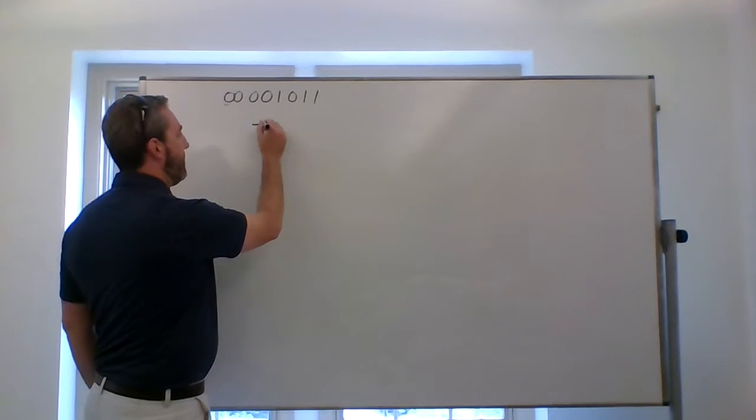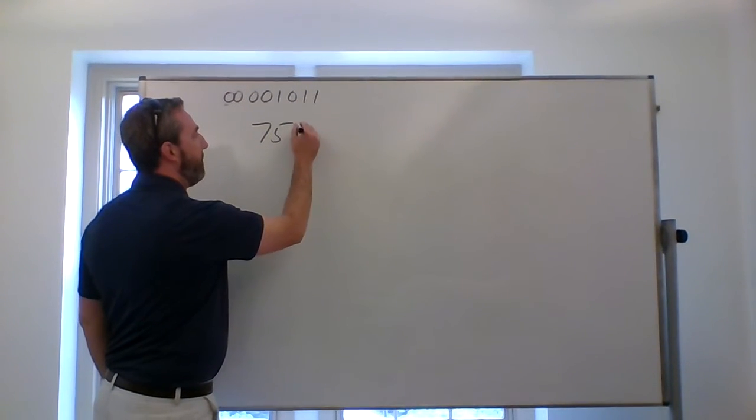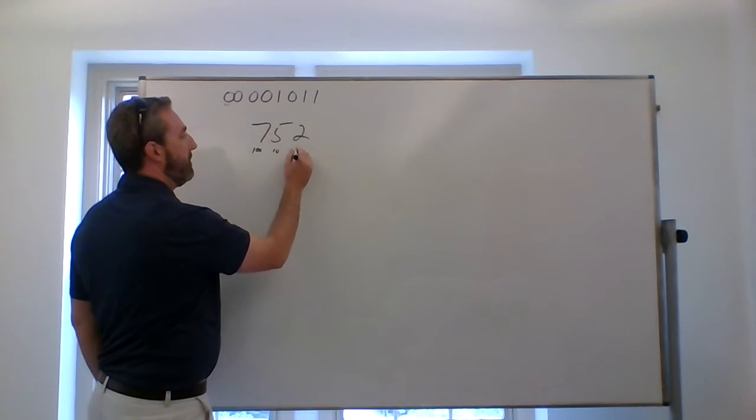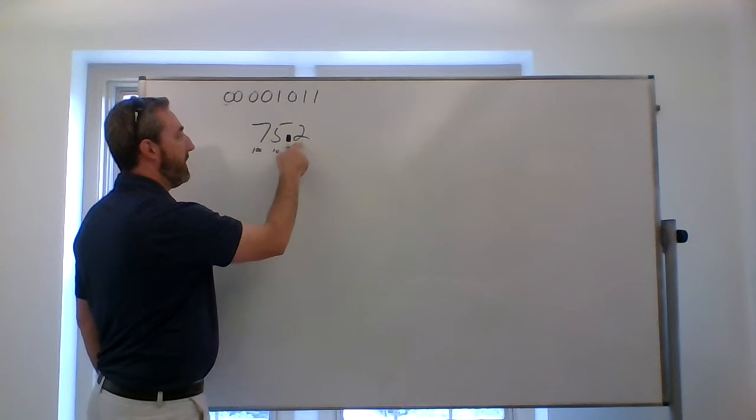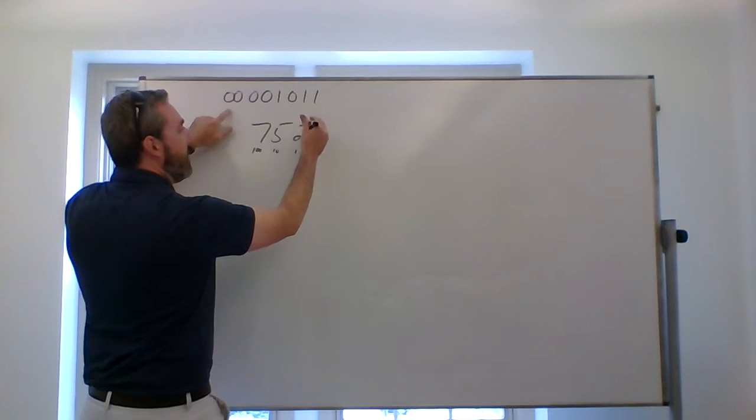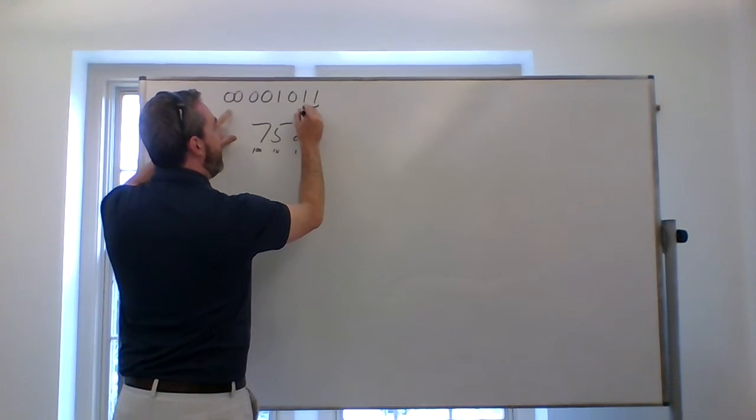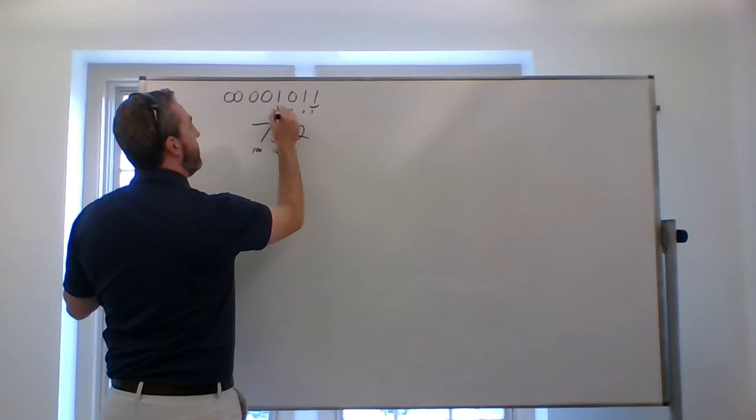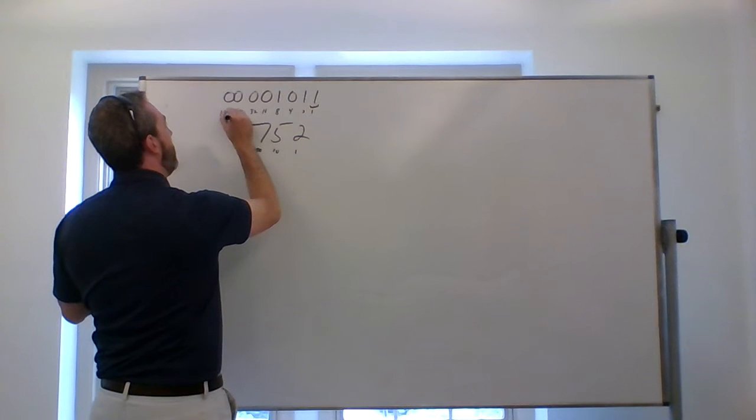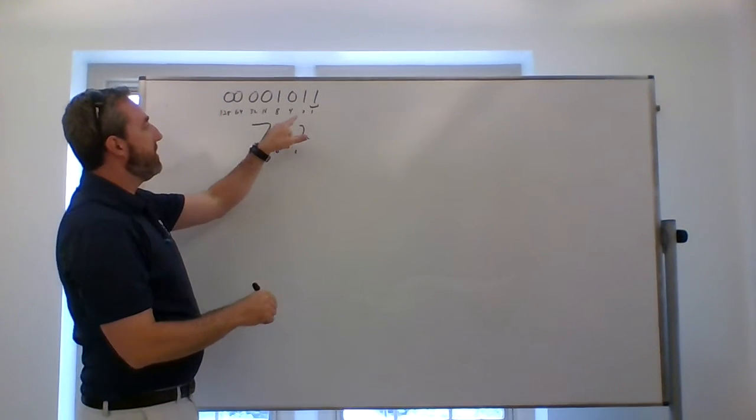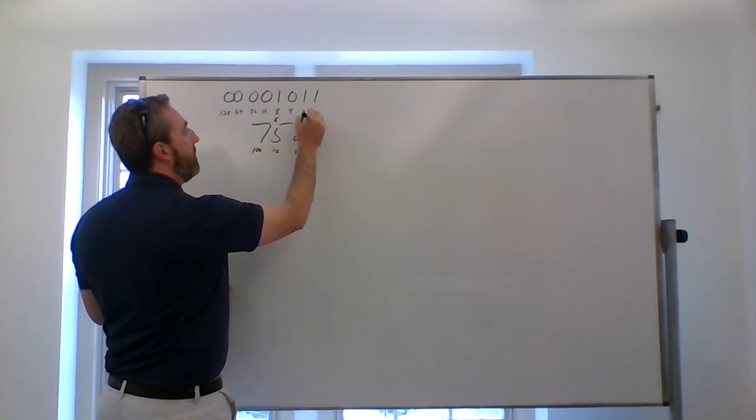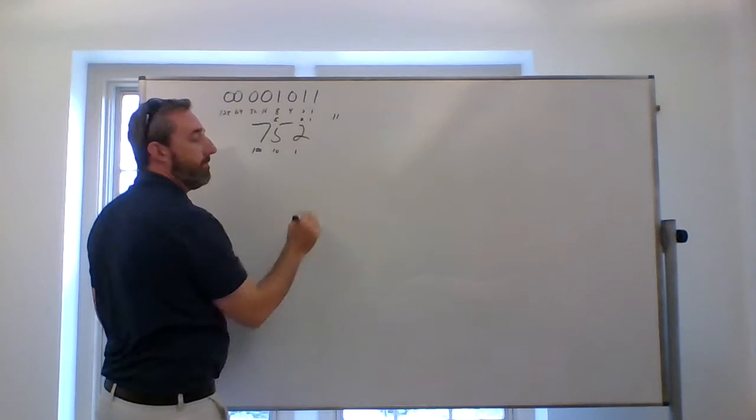Just like we might say that this is the number 752, because 7 is in the hundreds place, 5 is in the tens place, and 2 is in the ones place. We know that each one of these positions in binary has a value. This being the ones place, the twos place, 4, 8, 16, 32, 64, 128. So there's 1 byte, and this number would be 1, 8, 1, 2, and 1, so the number 11.